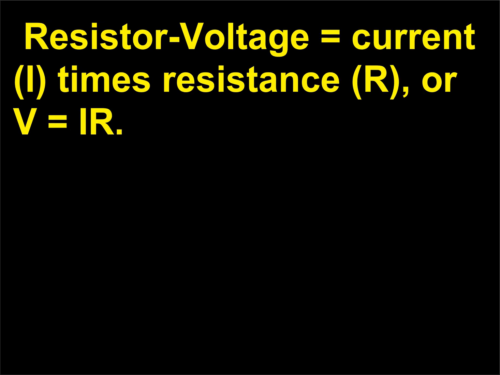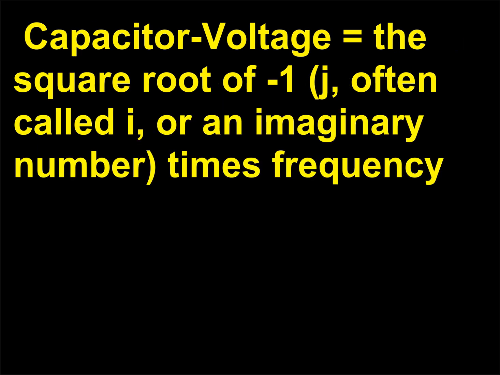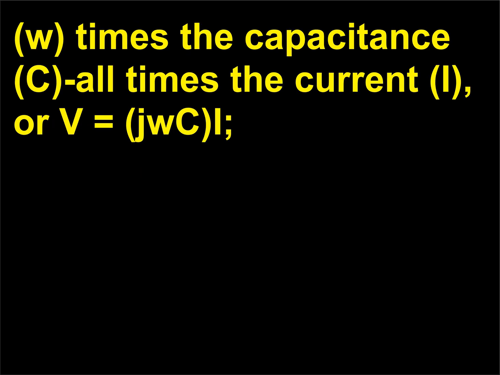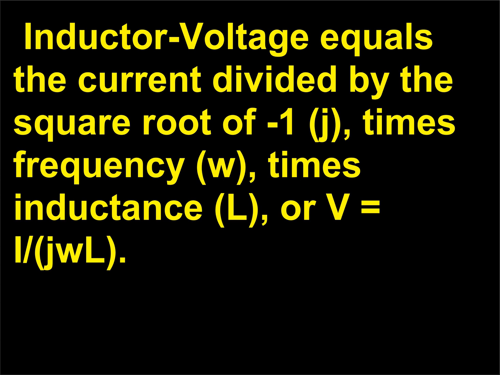Resistor: voltage equals current, I, times resistance, R, or V equals IR. Capacitor: voltage equals the square root of -1, J, often called I, or an imaginary number, times frequency, W, times the capacitance, C, all times the current, I, or V equals JWC I. Inductor: voltage equals the current divided by the square root of -1, J, times frequency, W, times inductance, L, or V equals I/JWL.